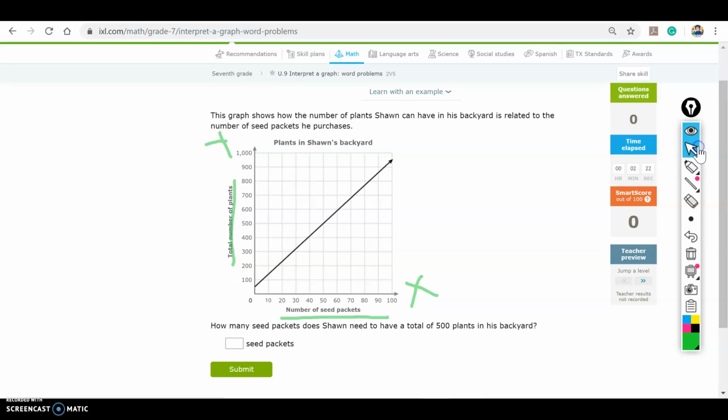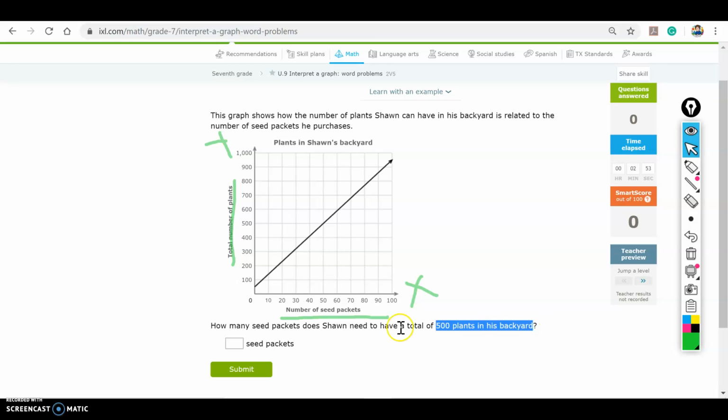So here we go. I'm going to read the problem and then the question, and we'll answer it together. This graph shows how the number of plants Sean can have in his backyard is related to the number of seed packets he purchases. How many seed packets does Sean need to have a total of 500 plants in his backyard? Now this number is important because that's where I will start looking. So, 500 plants in his backyard.